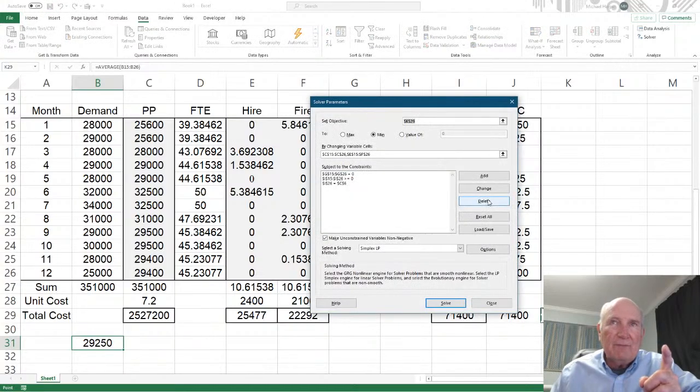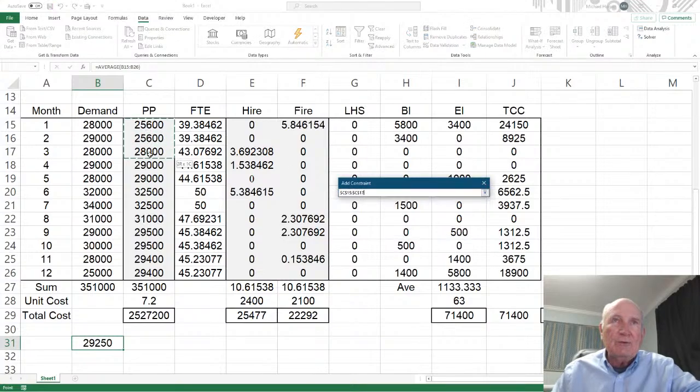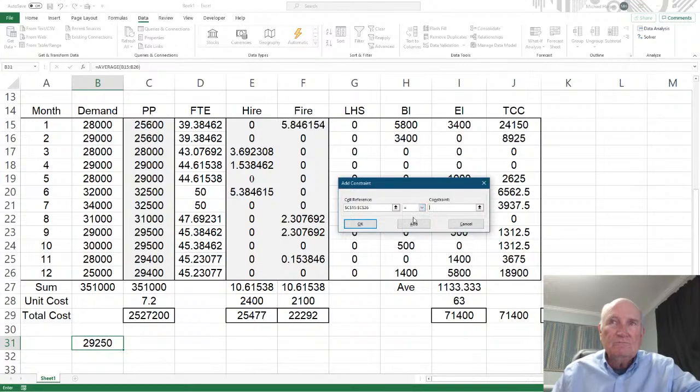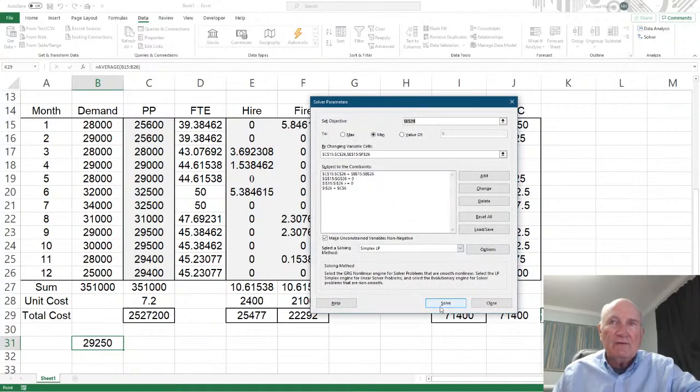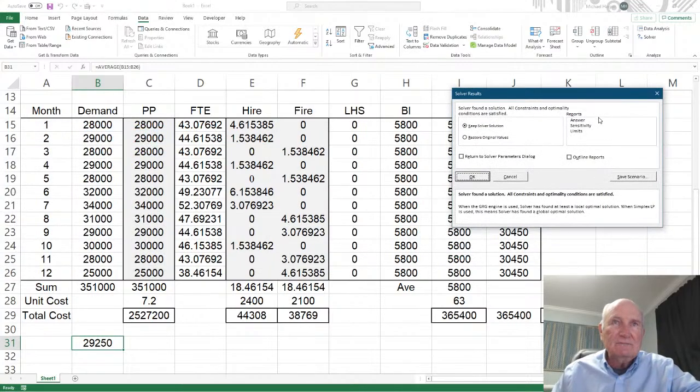Instead of that for level capacity, let's add a constraint where all of the production equals the demand. Okay, and then solve it again. Boom, there's my chase demand. Now I have chase demand. So you can pull these numbers off.